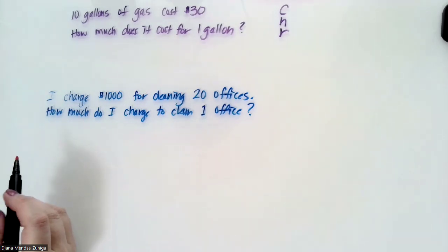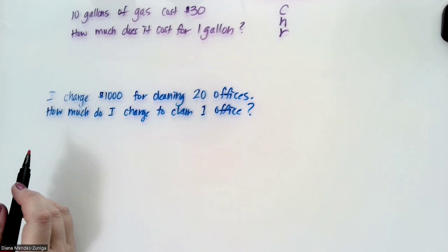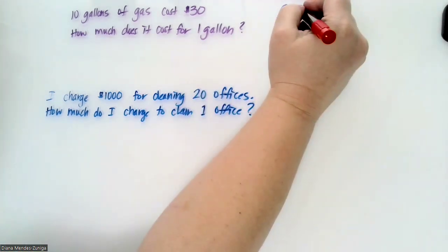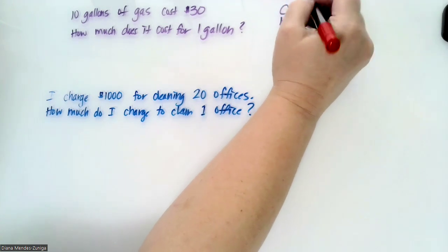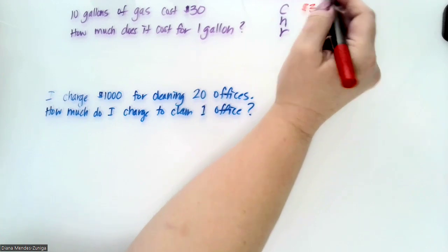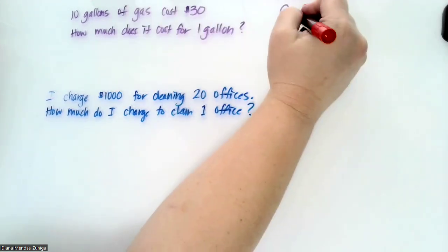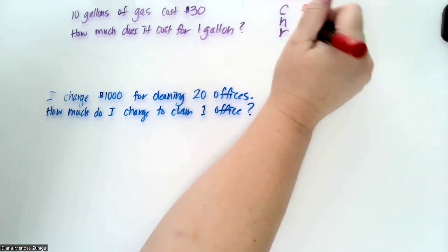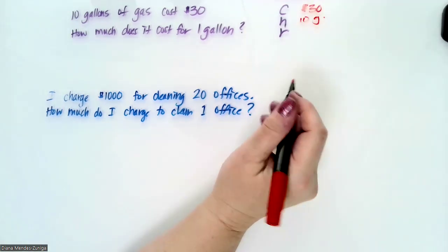We know that 10 gallons of gas cost $30. So the total cost will be $30. The number of units is 10 units, so it's 10 gallons. What would be the rate per gallon?